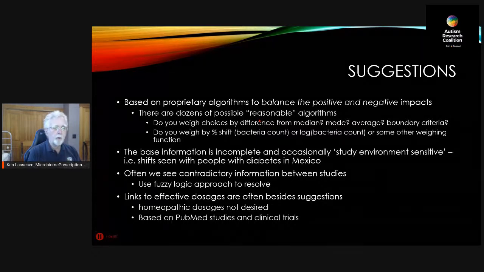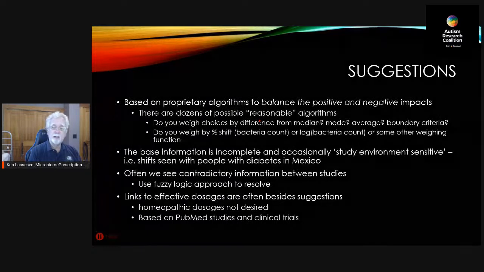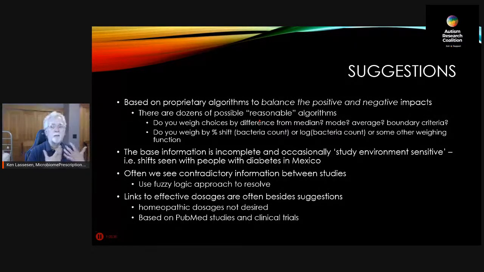Key thing to remember is the base information is incomplete and occasionally study environment sensitive. Information could be dealing with shifts seen with people with diabetes in Mexico who are taking drugs for diabetes. So you have an ethnic population, you may have an age group population. So all the shifts come from there. In a few cases, I must admit, they come from animal studies. In fact, I frequently find that for some of the rare bacteria, vet studies actually are my biggest source of information. Whether or not it applies to humans is a question, but it is the best information we can locate. And where we don't have the perfect answer, I'm willing to go with the best available answer. Often we have contradictory information. Again, fuzzy logic is used to try to resolve that.